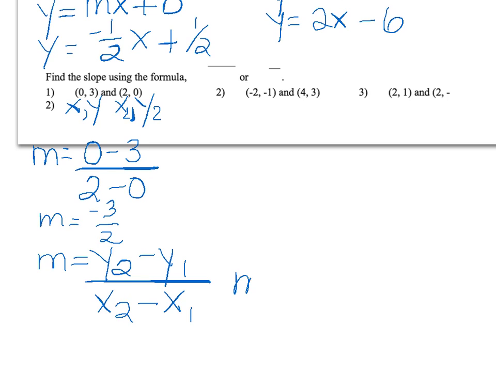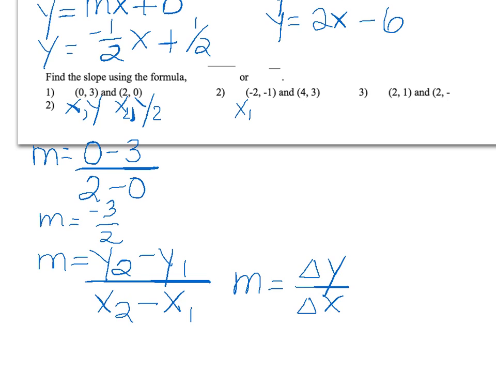I can also think of m equals, if I'm looking at a graph, the change in y over the change in x, and we also say that as delta y over delta x. That triangle stands for the delta symbol. So let's try this again.